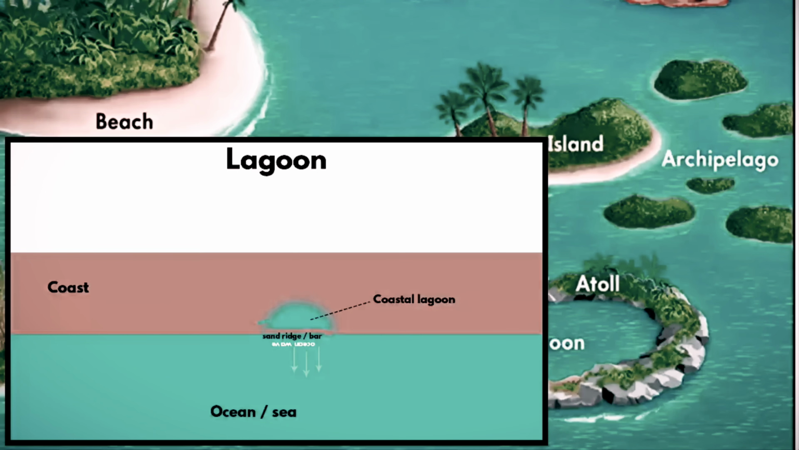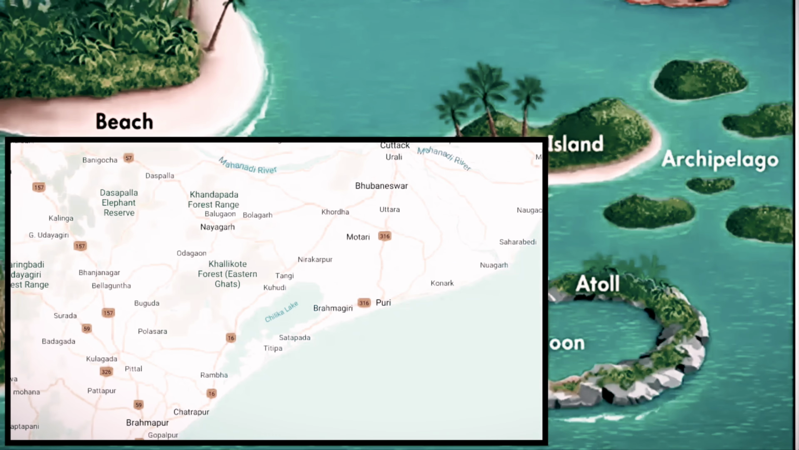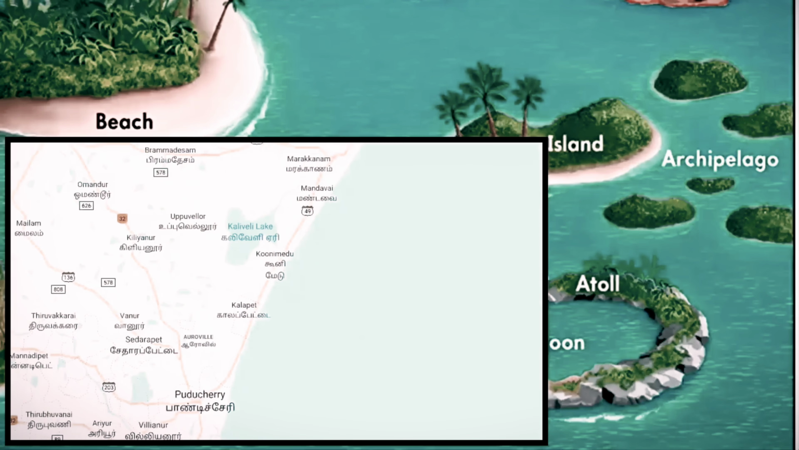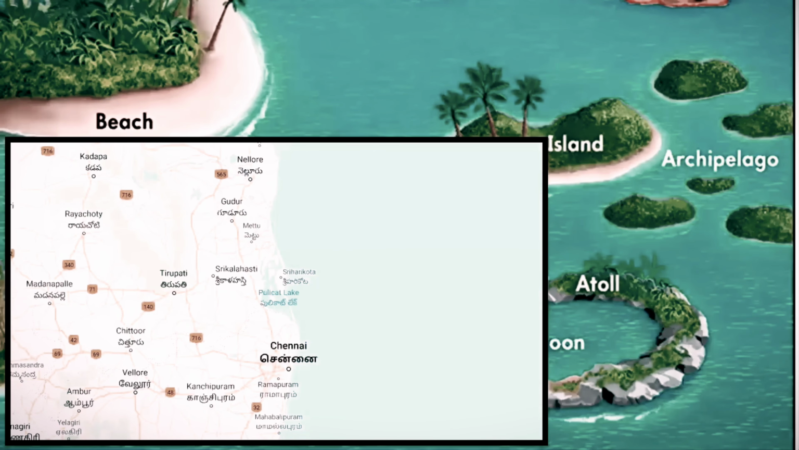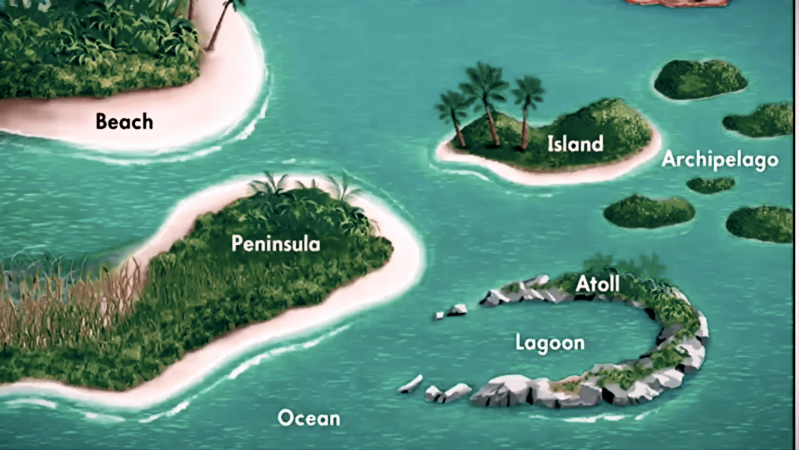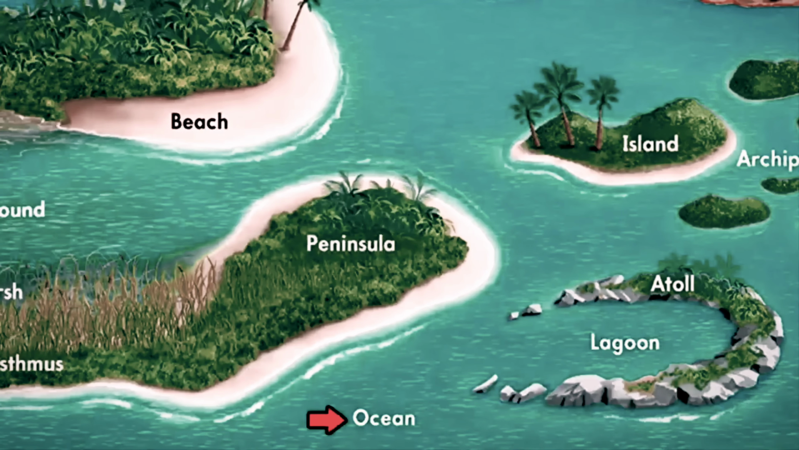Now this coastal lagoon is connected to the ocean by a small stream. That's how the lagoon gets its water supply. Apart from this, there's another way the coastal lagoon gets its water, and that is when the sea level rises. But when the sea level rises, it impacts the coastal lagoon's landscape to a great extent. The most famous lagoons in India include the Chilika Lake, the Kaliveli Lake, the Kerala backwaters, Pulicat Lake and Vembanad Lake.